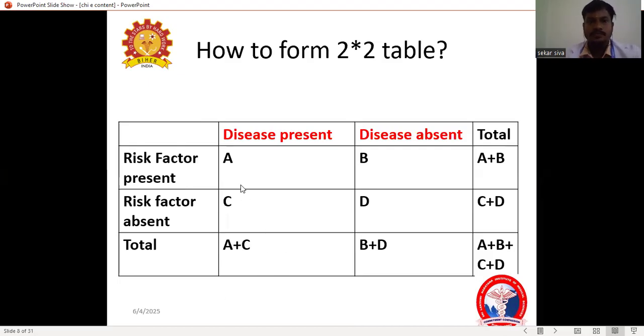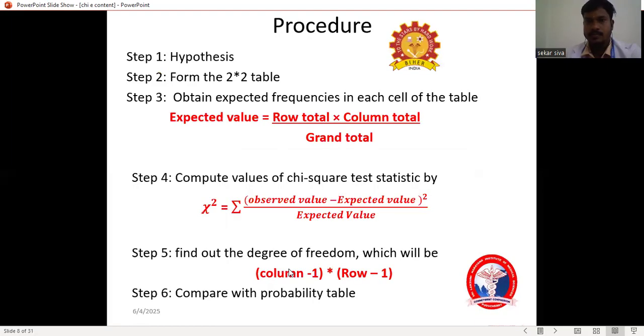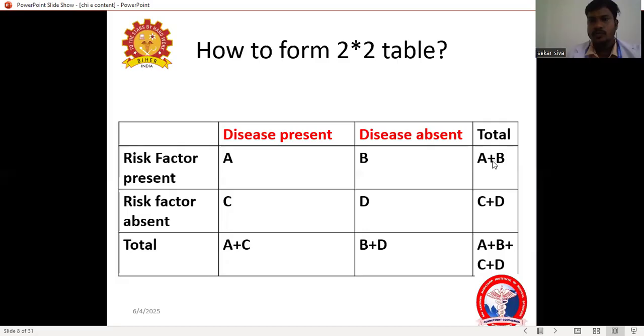For finding the expected value for the A cell, the row total is A plus B, into the column total, right? So A plus B into A plus C divided by A plus B plus C plus D. This is for the A cell.